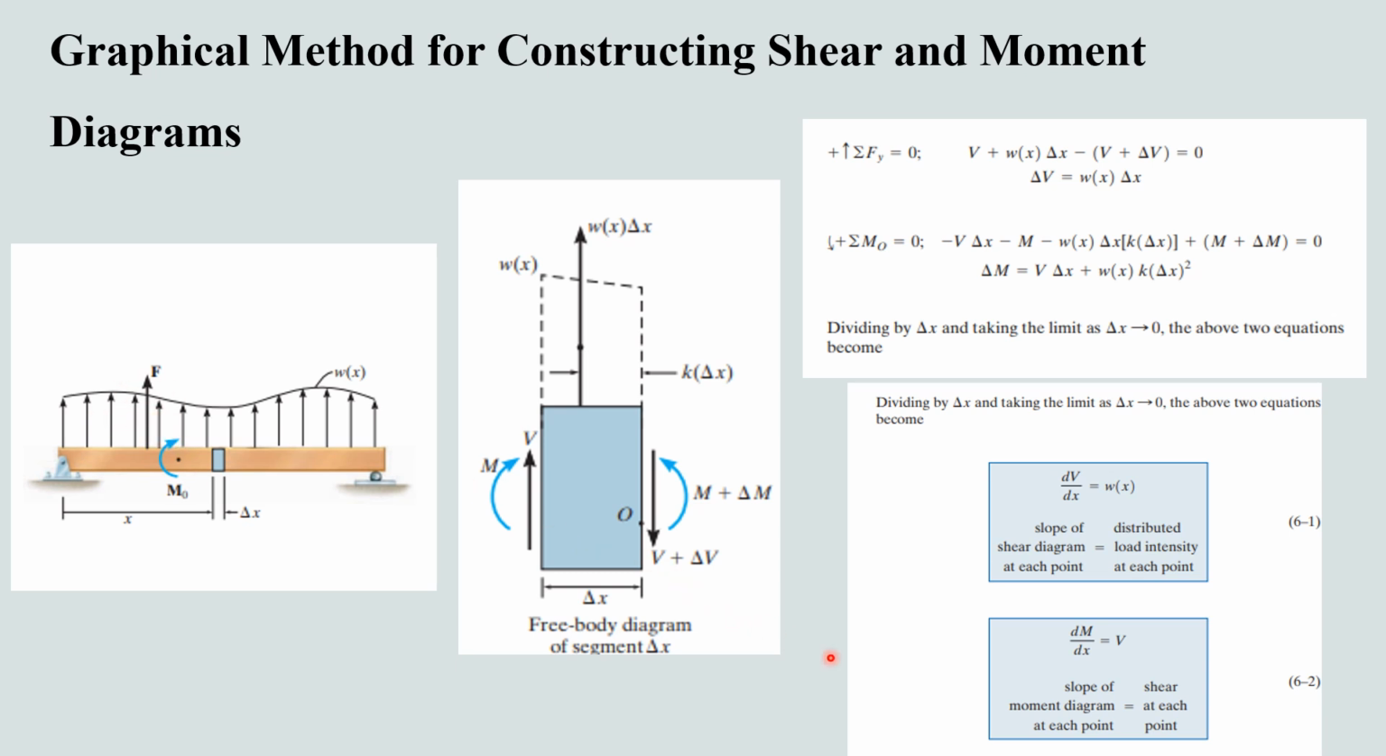All the loadings on the segment act in their positive directions according to the established sign conventions. Also, both the internal shear and moment acting on the right face of the segment must be changed by a small amount in order to keep the segment in equilibrium. The shear and moment at this point are not exactly equal to the shear and moment at this point, because we have an applied loading on this segment, and the shear and moment must change to take into account this applied loading on this segment.